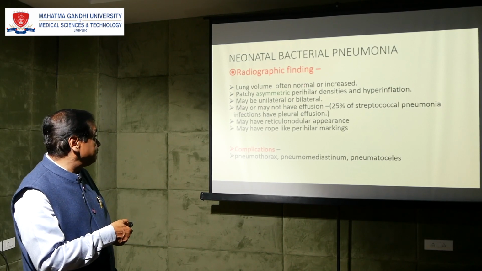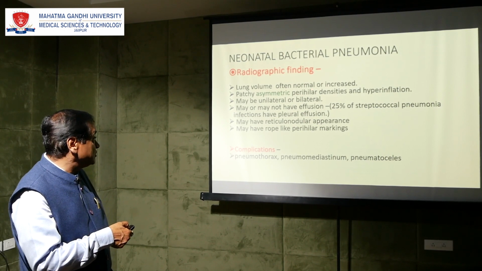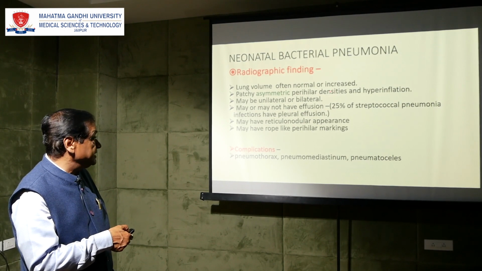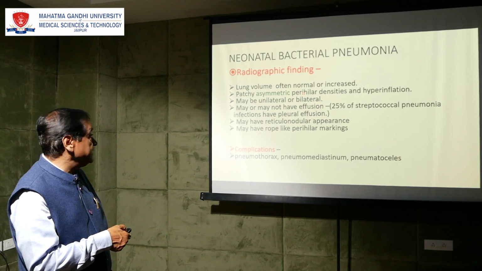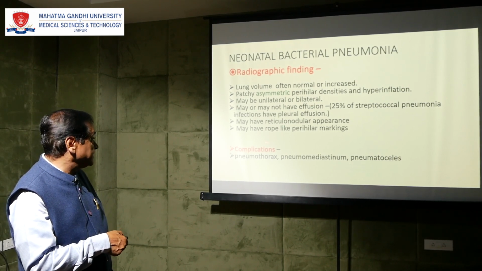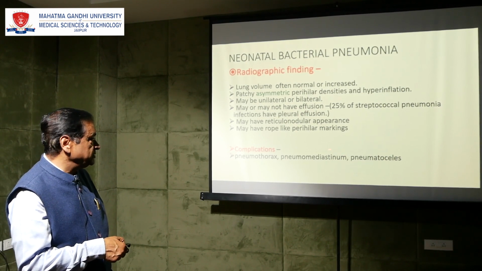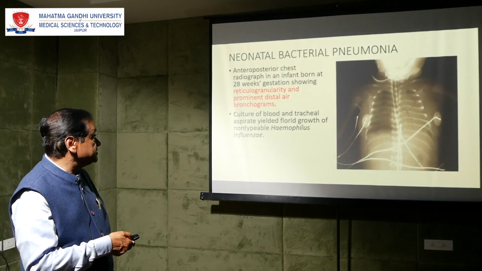Now, the radiological findings you find in neonatal bacterial pneumonia: the lung volume is normal or increased, with asymmetrical perihilar densities, unilateral or bilateral. It may have pleural effusion, reticulonodular appearance, and rope-like perihilar opacities. Complications are pneumothorax, pneumomediastinum, and pneumatocele, which is seen.